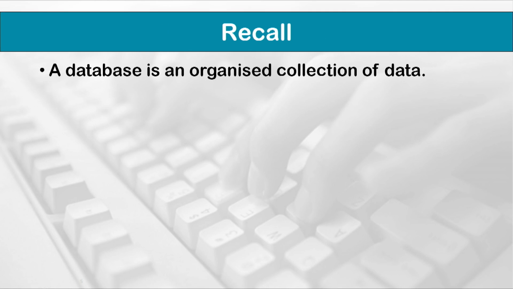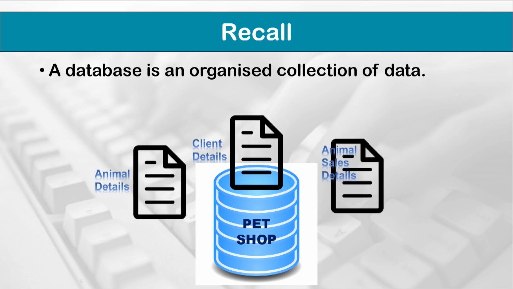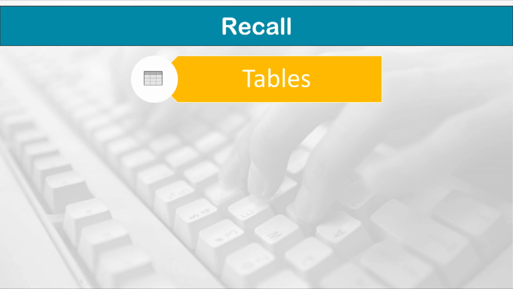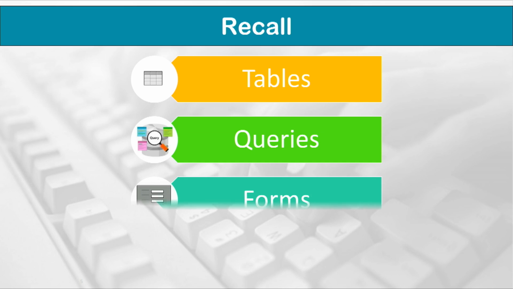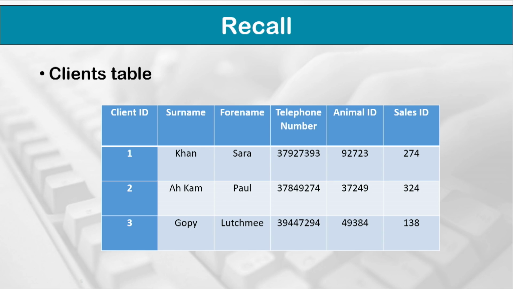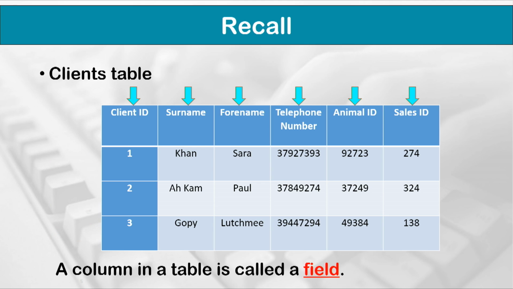Let's get started by recalling that a database is a collection of data. There are four major components in a database, and they are tables, queries, forms, and reports. When clients' data have been processed, they can be stored in the form of a table as shown. A row in a table is called a record. A column in a table is called a field.